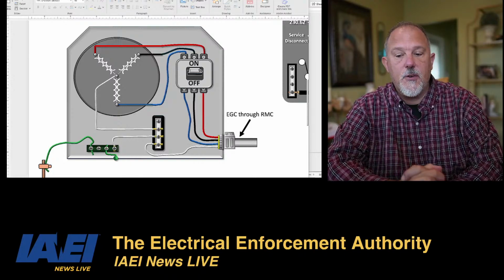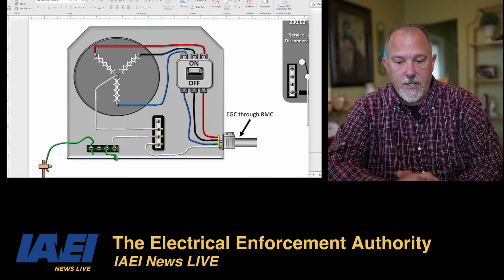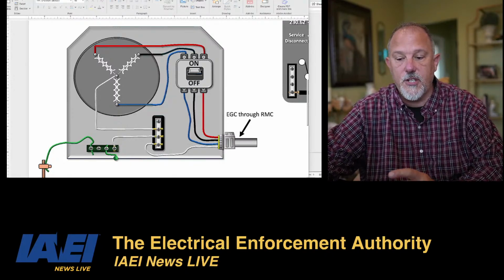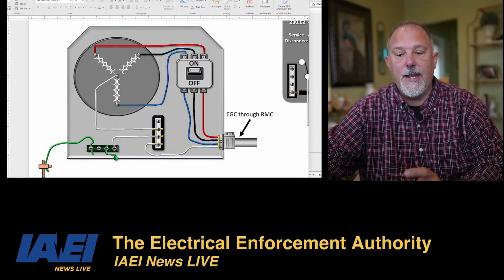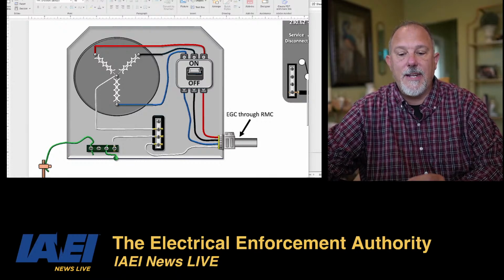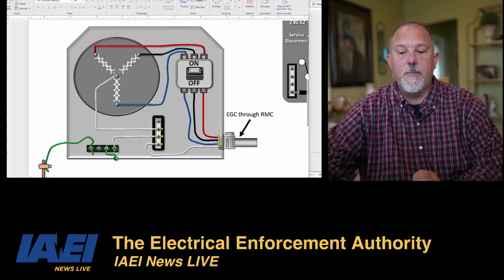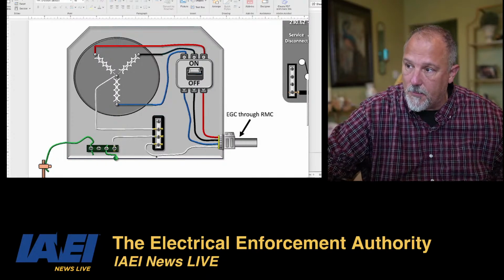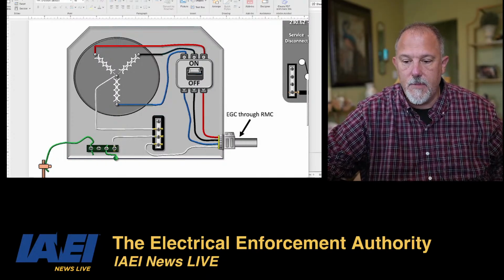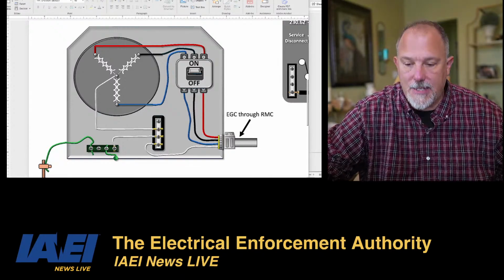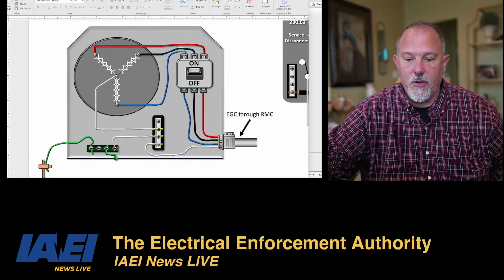The system bonding jumper shall remain within the enclosure where it originates. If the source is located outside the building or structure supplied, a system bonding jumper shall be installed at the grounding electrode connection, etc. The system bonding jumper shall connect the grounded conductor to the supply side bonding jumper and the normally non-current-carrying metal enclosure. This is all of the bonding that we're doing right here. Installed at the first disconnect, the system bonding jumper shall connect the grounded conductor to the supply side bonding jumper, the disconnecting means enclosure, and the equipment grounding conductors.